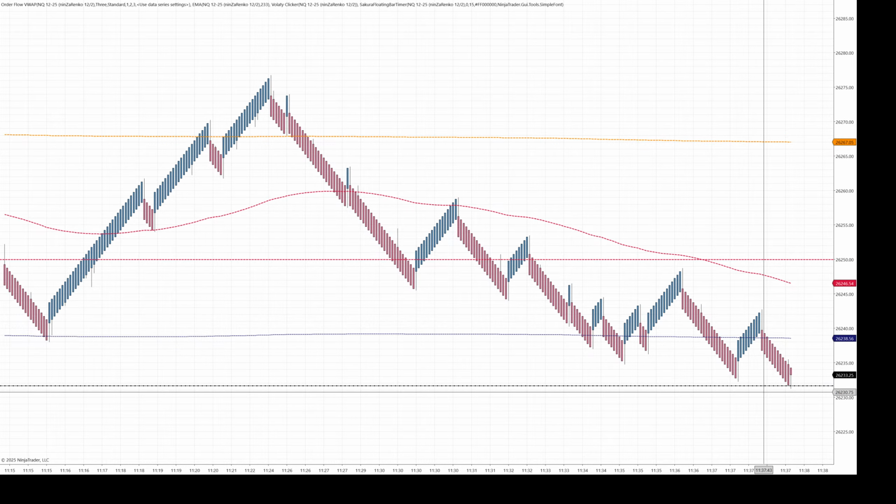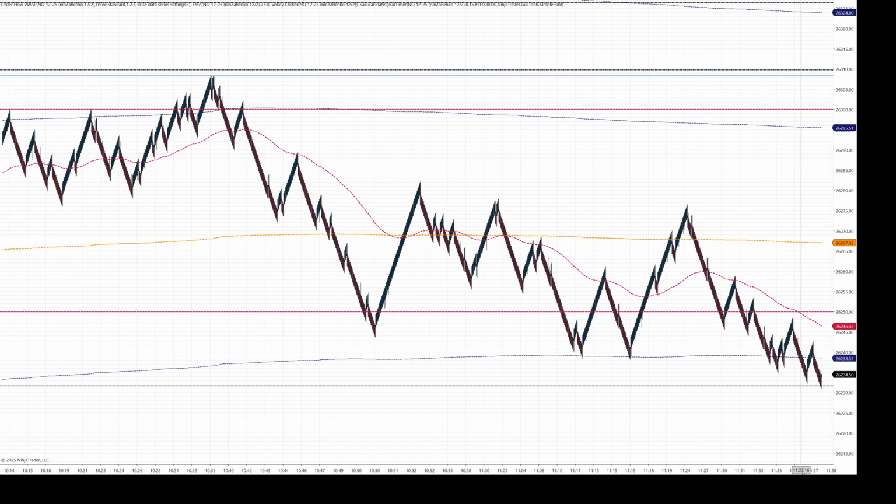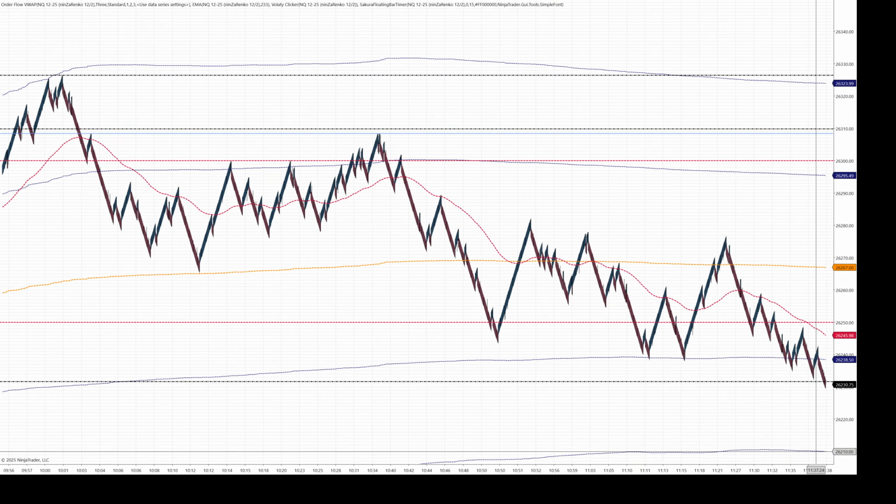Looks like we're retesting a prior all-time high. That's what this dotted black line is. I'm trying to see where my next level is going to be. Not all the way down at 210. I mean, we really don't have anything in between these two levels here.